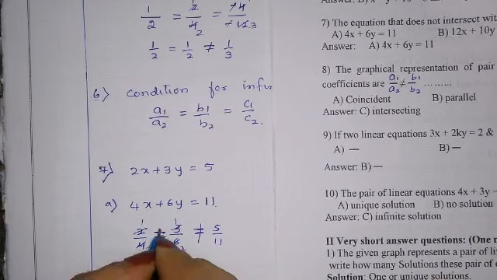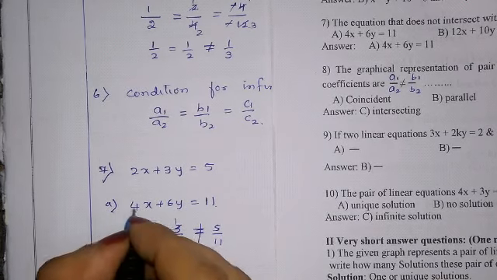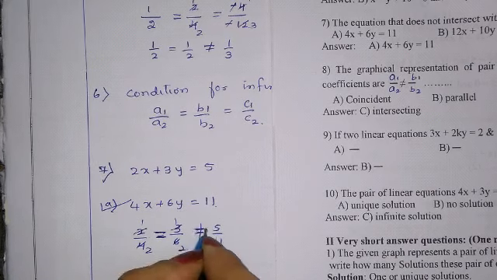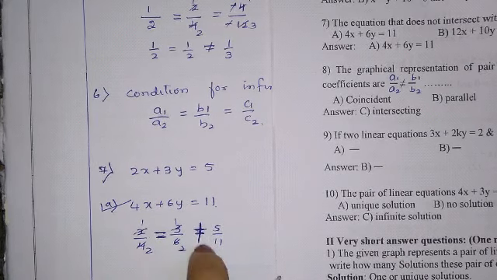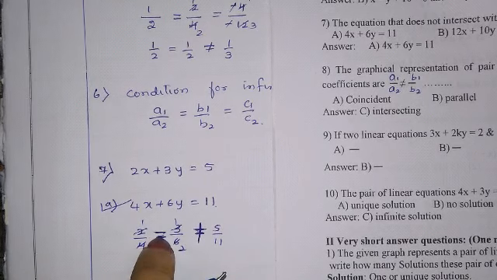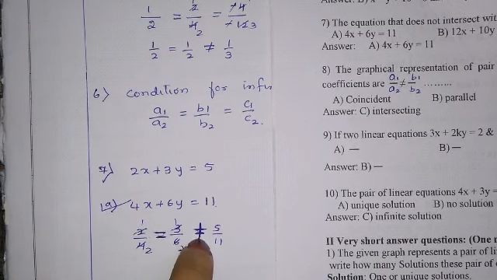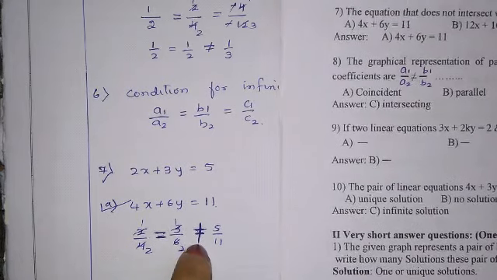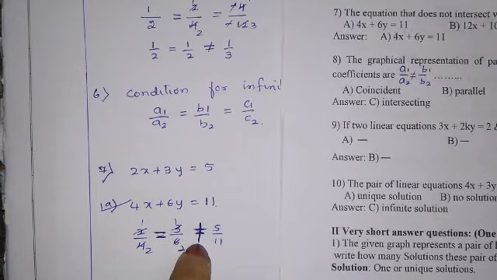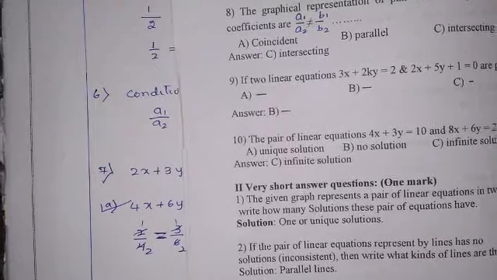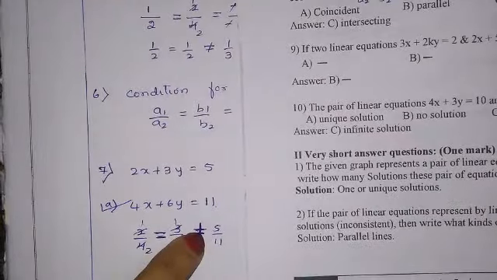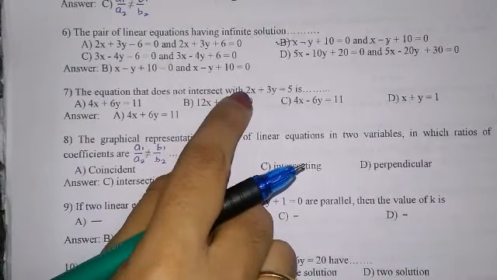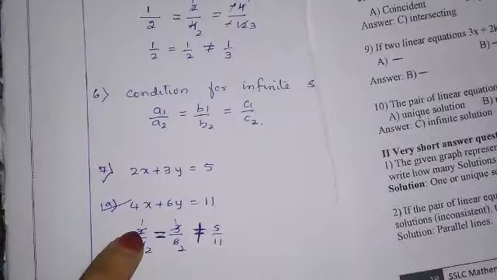Intersecting means we know that the first ratio is not equal. So this is the correct option, that it does not intersect. Intersecting means only the first is not equal. Here, which condition is this? So what is the condition for the last one? That is parallel. So they are asking what here? Which does not intersect. This is the one which does not intersect.